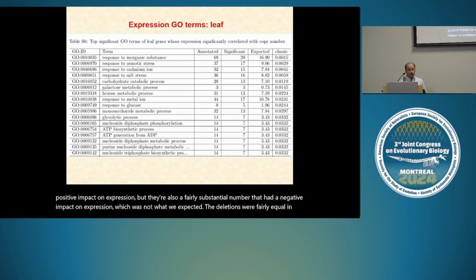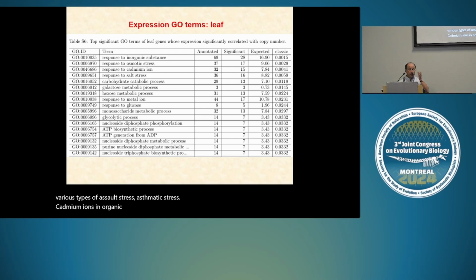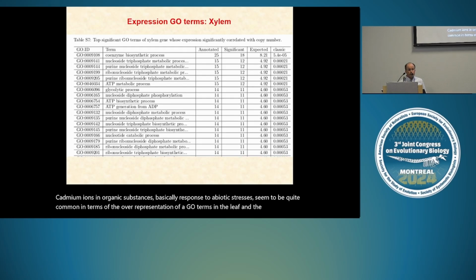In terms of the GO terms, this is an example from leaves. We have a response to various types of salt stress, osmotic stress, cadmium ions, inorganic substances. Basically, response to abiotic stresses seem to be quite common in terms of the overrepresentation of GO terms in the leaf. In the xylem, it was really different, though. Some of the top GO terms were coenzyme biosynthetic process, nucleoside triphosphate metabolic process. Basically various metabolic processes seem to be the most common in the xylem, so quite different from the leaf in terms of enriched GO terms. And some of these genes would be quite interesting to look at in more detail in further studies.